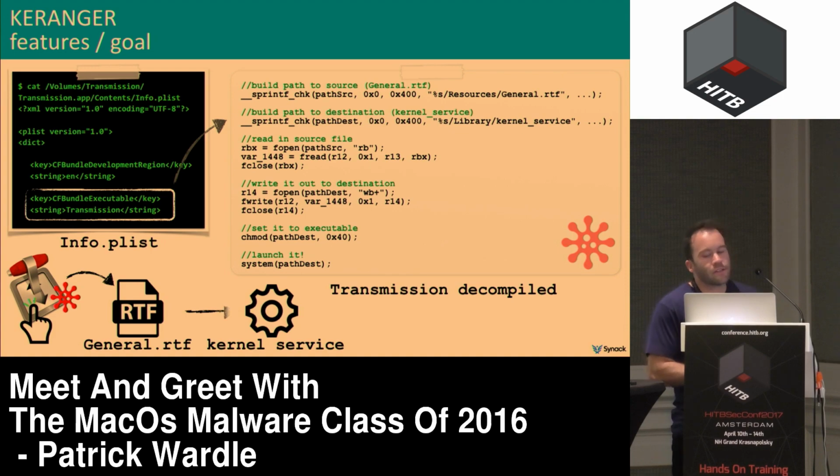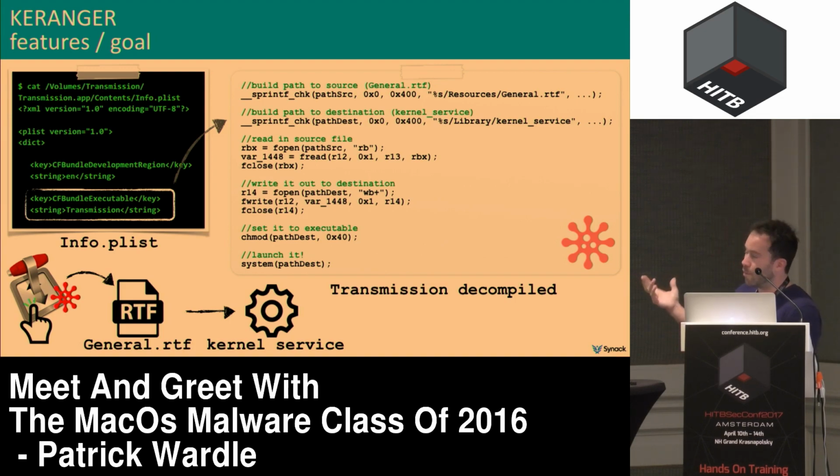So if we analyze KeRanger's code, we can see what's going on. We start by looking at the application bundle, specifically the info.plist file. In this file is the path to the application or binary to execute when the user double-clicks on it. It turns out it points to a binary called Transmission. Not too surprising there. This is actually the legitimate Transmission binary, but it's been modified.